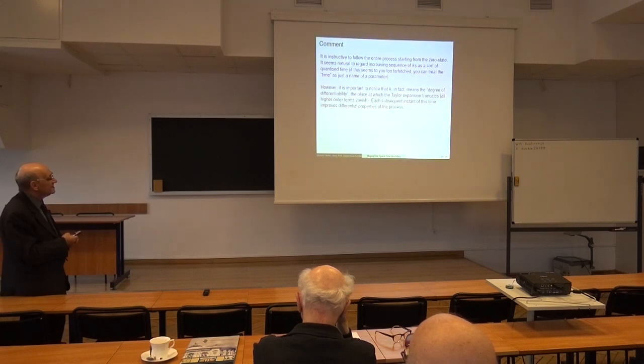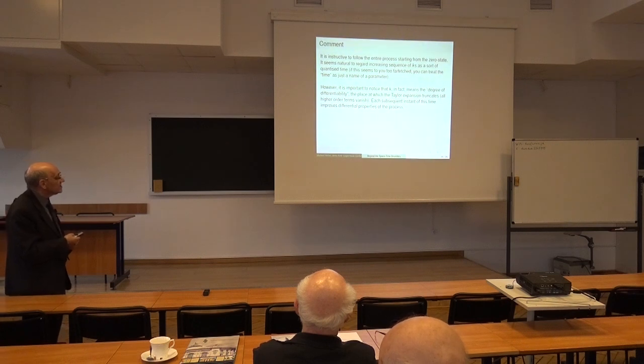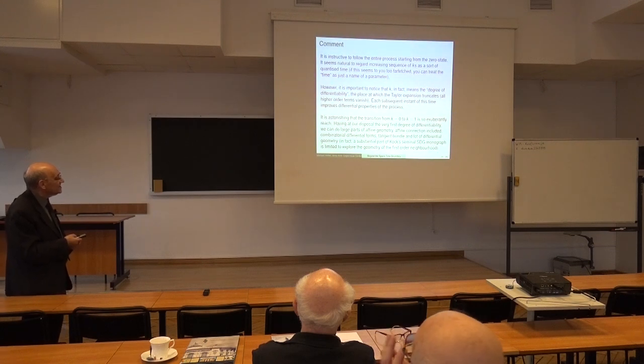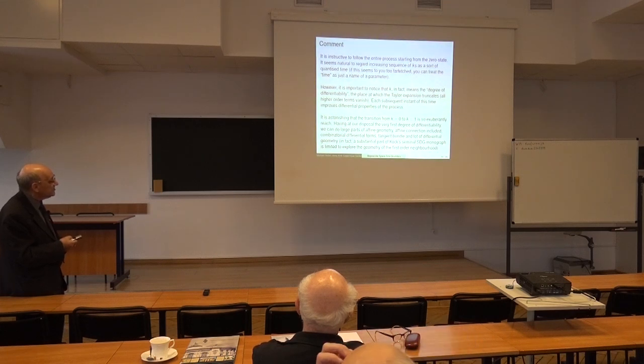However, it is important to notice that k in fact means the degree of differentiability. That is to say, the place at which the Taylor expansion truncates, all higher orders vanishing. Each subsequent instance of this time improves differential properties in this process. It is astonishing that the transition from k equals 0 to k equals 1 is so extremely rich. Having at our disposal the very first degree of differentiability, k equals 1, we can do large parts of affine geometry, affine connection included, combinatorial differential forms, tangent bundle, and a lot of differential geometry.